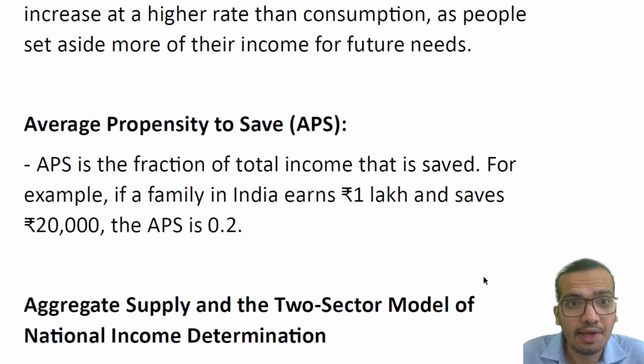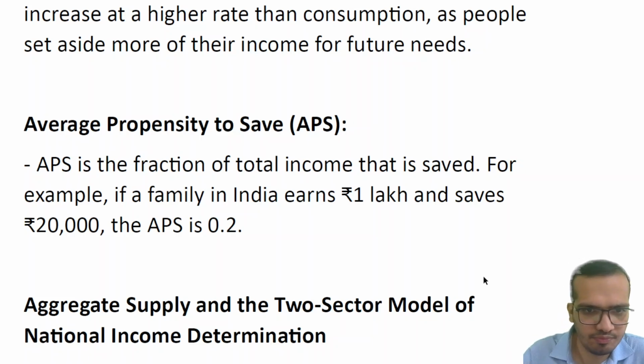Then comes average propensity to save, APS. So APS is the fraction of total income that is saved. For example, if a family in India earns rupees 1 lakh and saves 20,000, then their APS will be 0.20. That's 20,000 divided by 1 lakh.